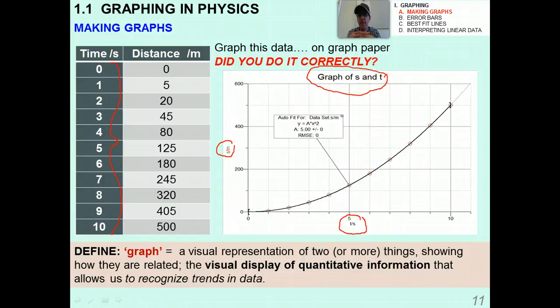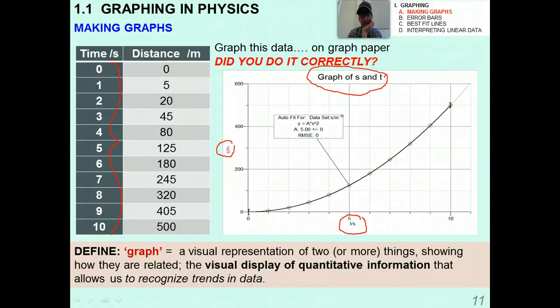In this class, we refer to best fit lines as anything that best fits the data, which means that a curve can be referred to as a line in IB physics. Now, we would use the term linear fit if it's an actual line. So that's something you've got to get used to. And I have a definition of graph here: a visual representation of two or more things showing how they're related. It's the visual display of quantitative information, and it allows us to recognize trends in the data.